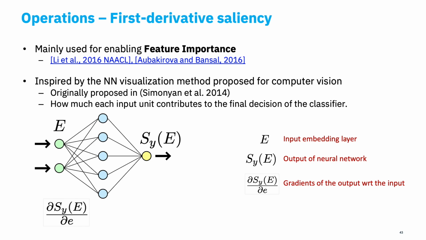Let's think of a simple neural net as shown here, with E being the input layer. After going through multiple hidden layers, it finally makes a prediction S sub y of E. Since the neural network basically forms a computation graph from input to the output prediction, once we have the final prediction, which is usually a vector of real values, we can compute the gradients of each node in the computation graph, all the way back to the input layer. Intuitively, greater gradients indicate greater impact. Therefore, we can use the gradients of the first layer as the saliency importance score, and that is why it is called first derivative saliency.